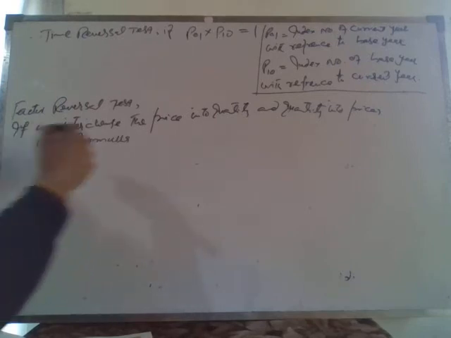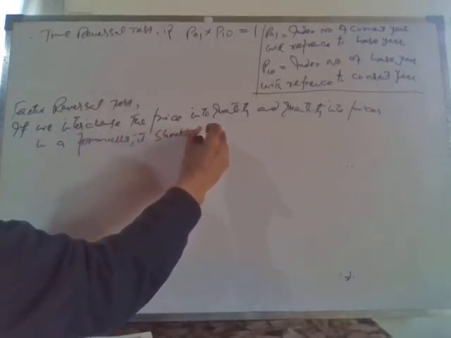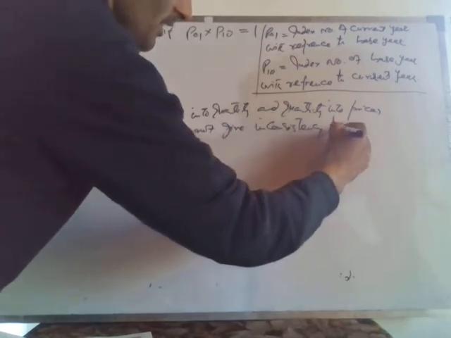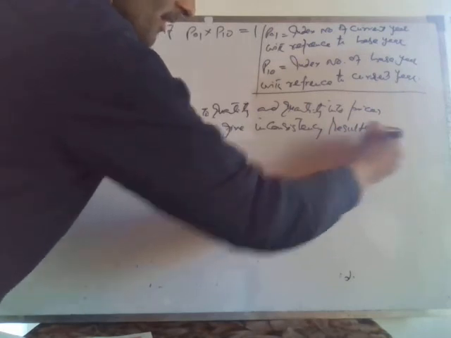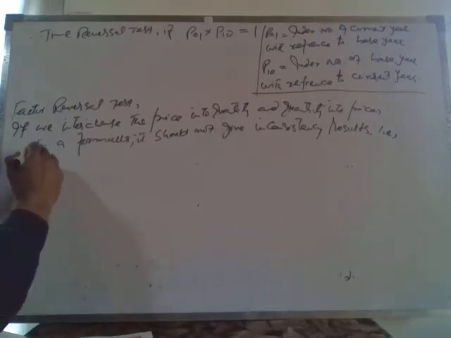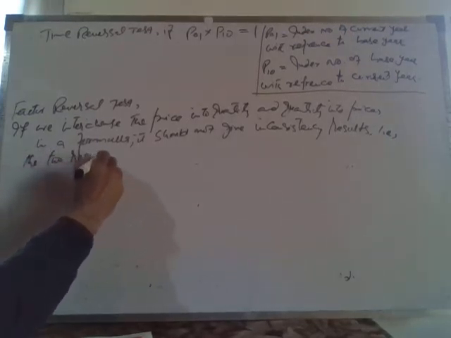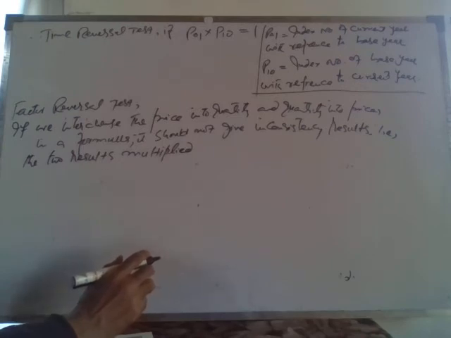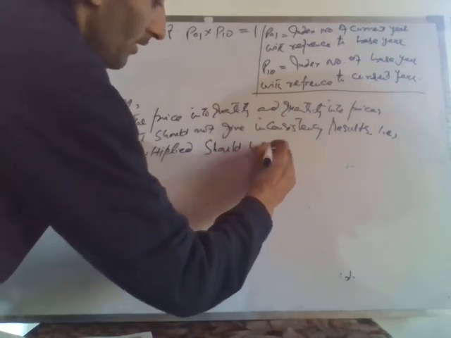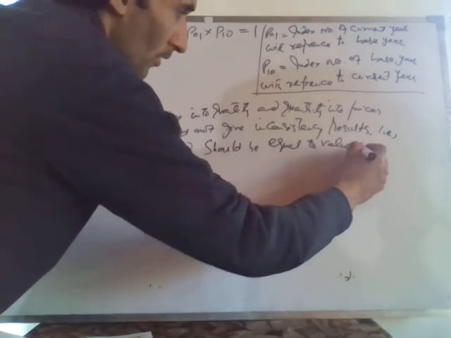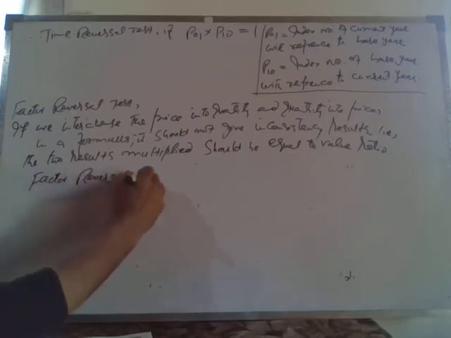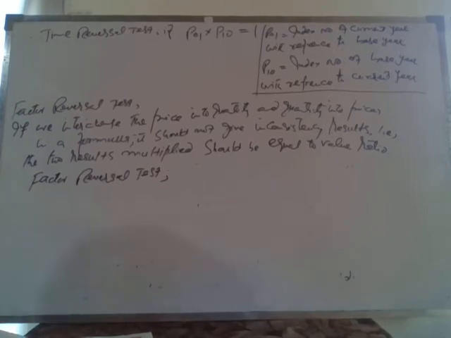The two results multiplied together should be equal to the value ratio. वो कैसे है, फैक्टर रिवर्सल टेस्ट ऐसे होना चाहिए, फैक्टर रिवर्सल टेस्ट सिंपल है, it seems very difficult but it is very simple.